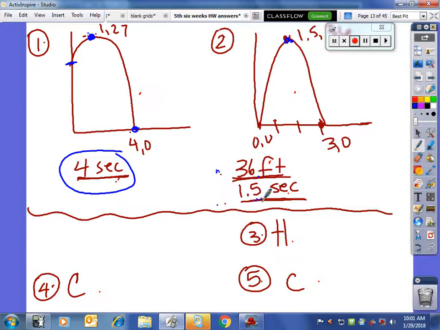Was number 4 what? Yeah, number 4, I used the axis of symmetry and I counted over, and the best answer was 8. It wasn't perfect. It's really a little bit more than 8. Okay, since you weren't here, I'll take that.